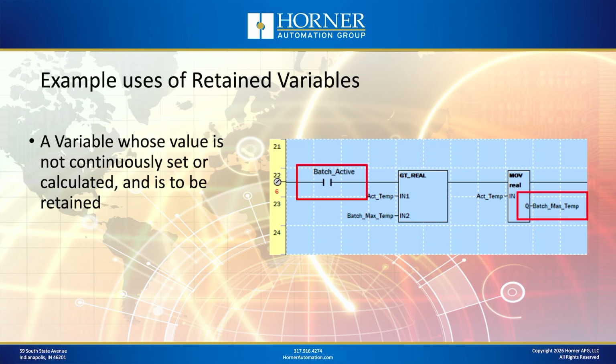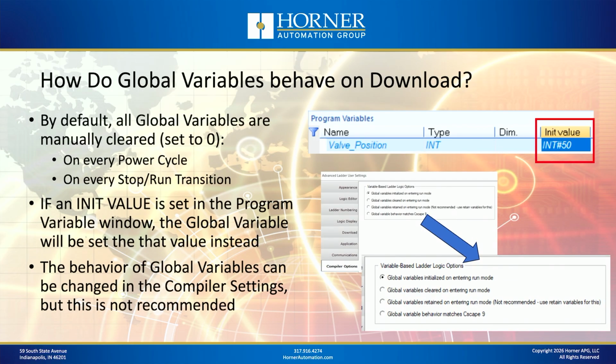So again, we don't want that value to go back to 0, so we want that to be retained. Let's talk about how both global variables and retained variables behave on a download. Let's start with global variables. These are very simple. By default, they're always going to clear to 0. That's true unless you have a value listed for the global variable in the init value column. In that case, of course, it's going to be set to that value on every power up.